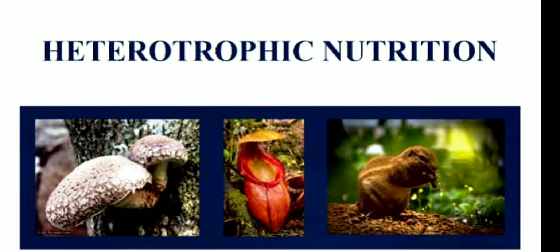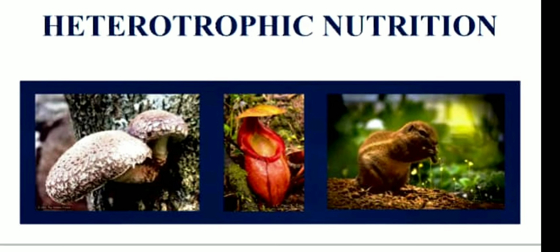Next one is heterotrophic mode of nutrition. It is a kind of nutrition in which organisms derive their energy from the intake and digestion of organic substances which are prepared by autotrophs and other organic sources. Okay.